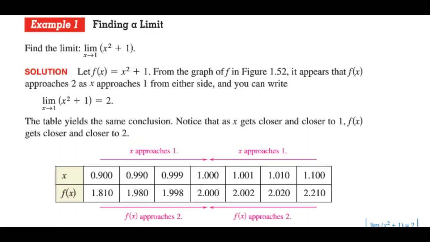You could do a table setup using your calculator and just look at the left approach and the right approach. But if you know that it's a polynomial, which is continuous, smooth, no gaps, no holes, then you could just do direct substitution.